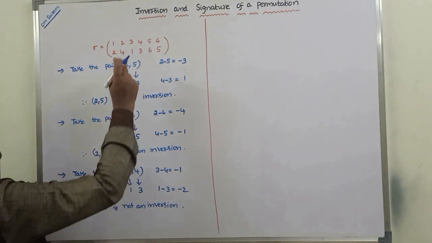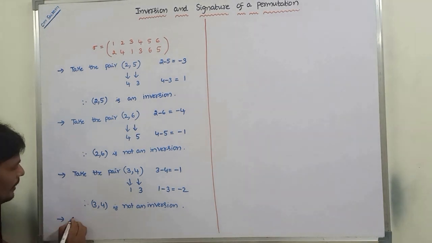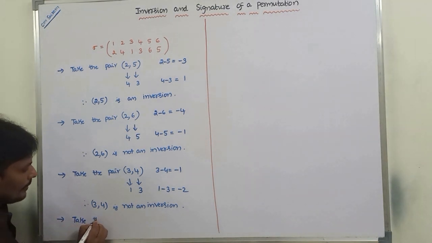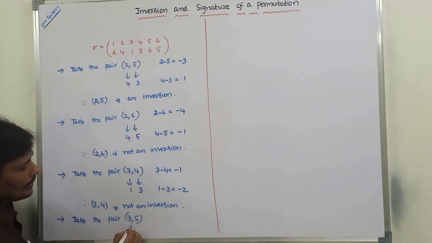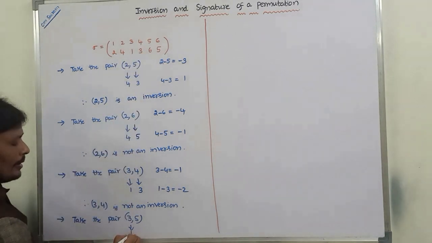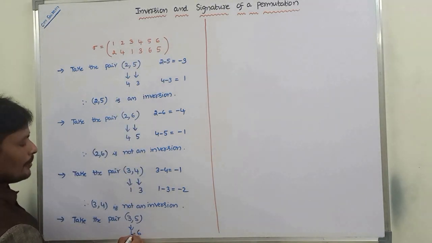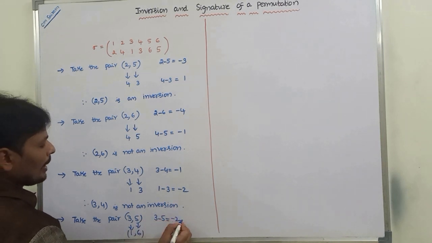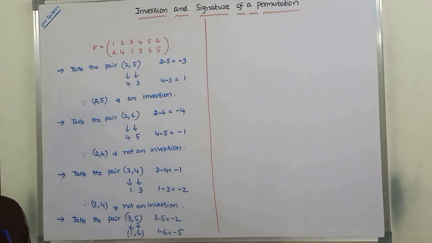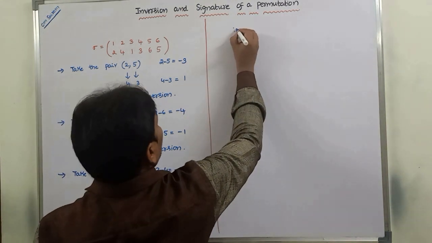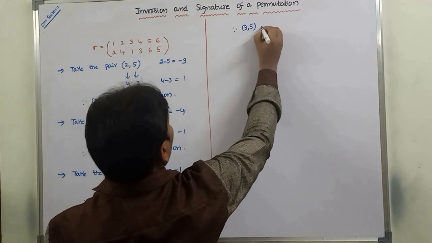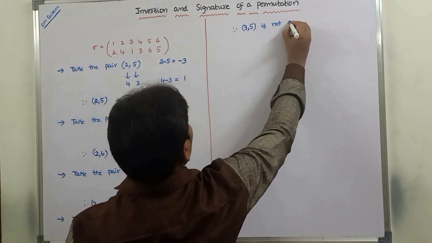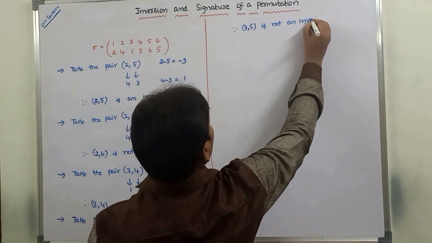Okay. Next I am taking the pair 3, 5. Okay. So 3 image is 1, 5 image is 6. Okay. The difference is 3 minus 5 is equal to minus 2. 1 minus 6 is equal to minus 5. Both are containing the negative result. So therefore 3, 5 is not an inversion because it is a regular pair.